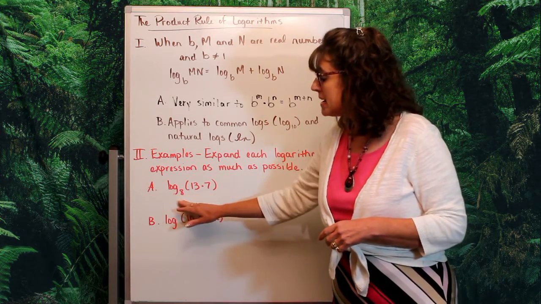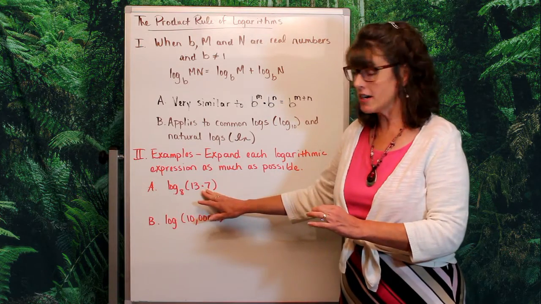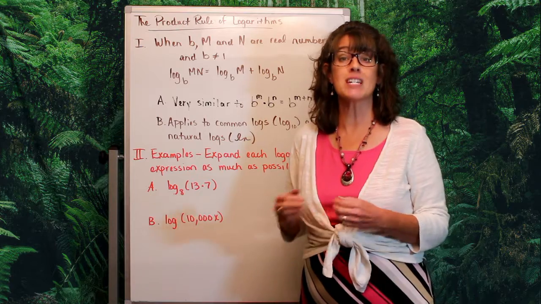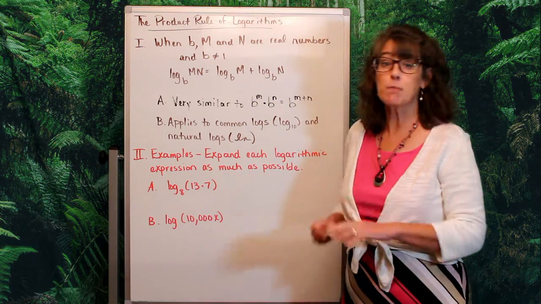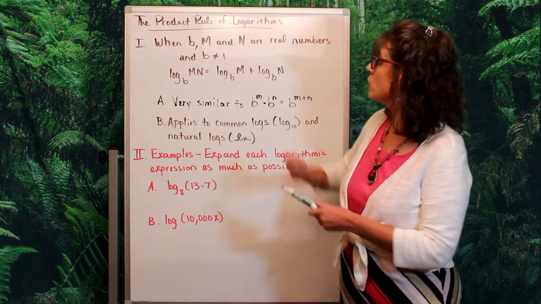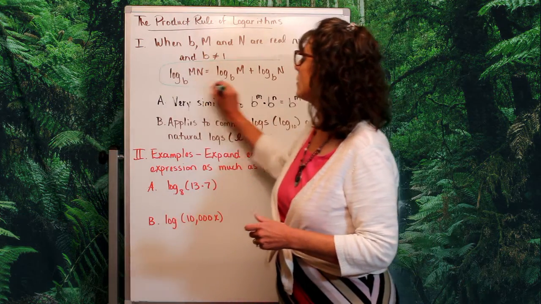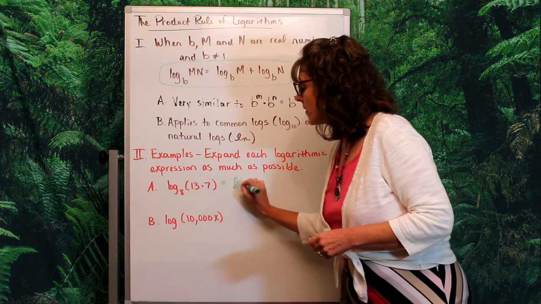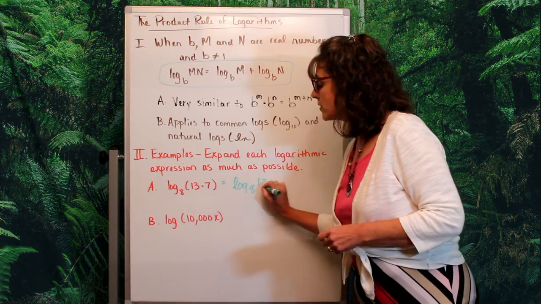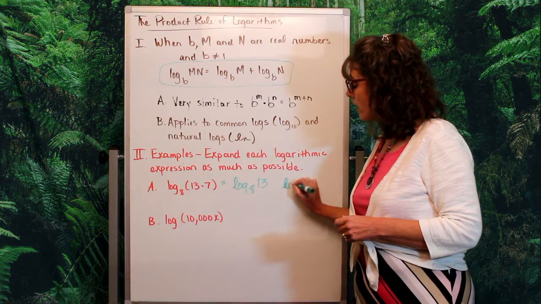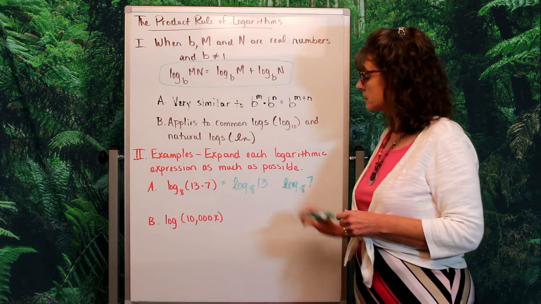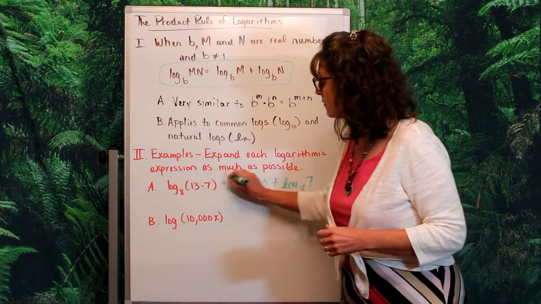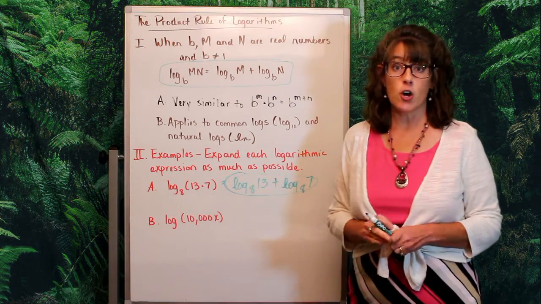So notice we have log base 8 of the product 13 times 7. That's not 13.7. It's not a decimal. It's 13 times 7. So if we're going to expand this logarithm according to our product rule that we see right here, what happens is we take the log of the first factor, we take the log of the second factor, and we add the two logarithms together. This is the expanded version of that logarithm.